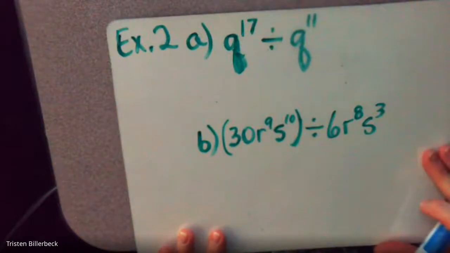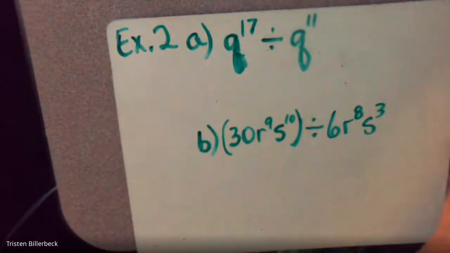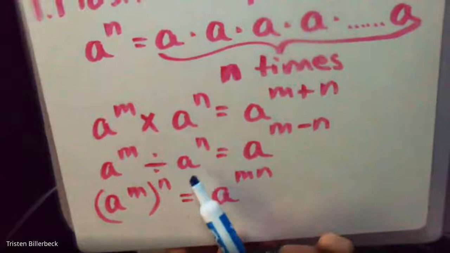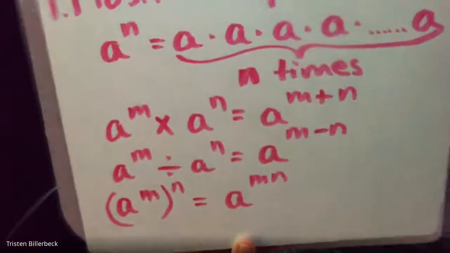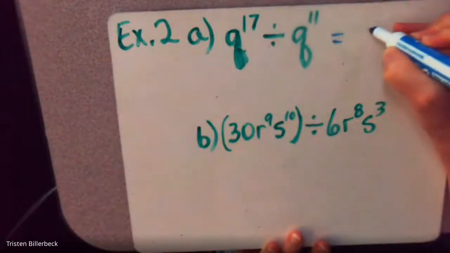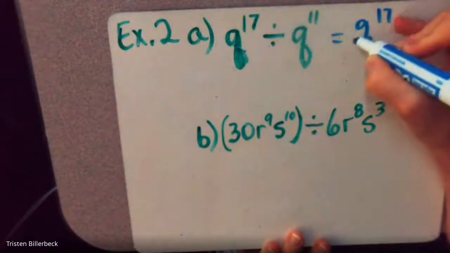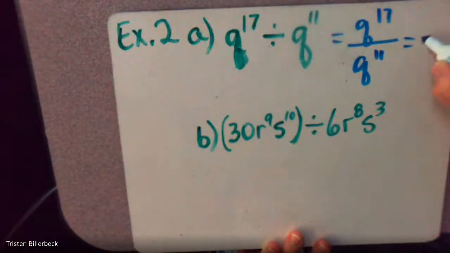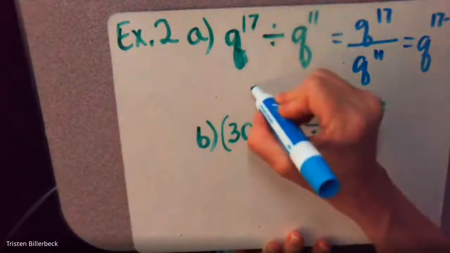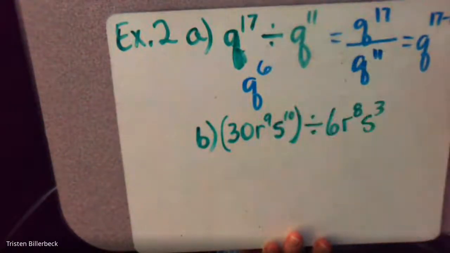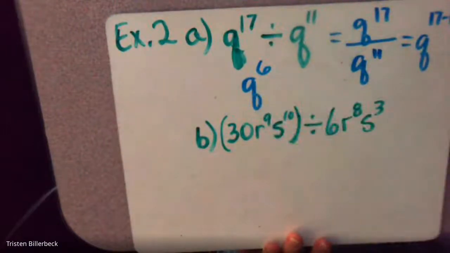Yikes, division. So if we remember our rule when we have division, here it is. Okay, so a to the m divided by a to the n, then it's a to the m minus n. All right, so we can rewrite this as q to the 17 over q to the 11th if we would like. So then we have q to the 17 minus 11. Okay, so our final answer, q to the 6, because 17 minus 11 is 6.